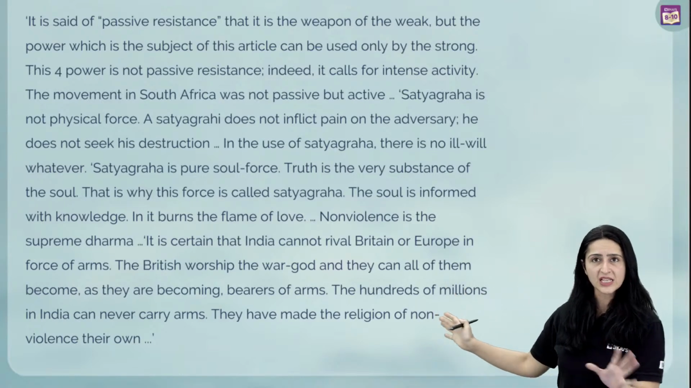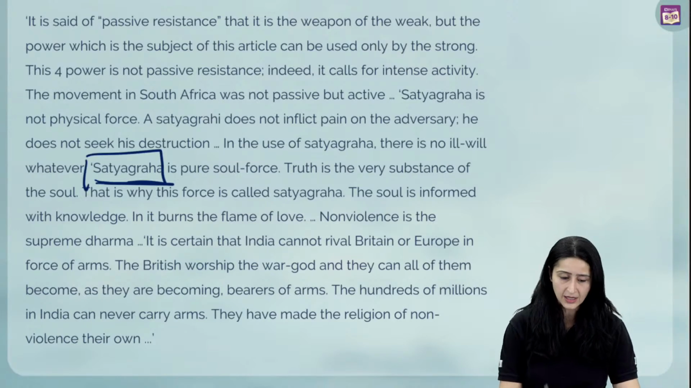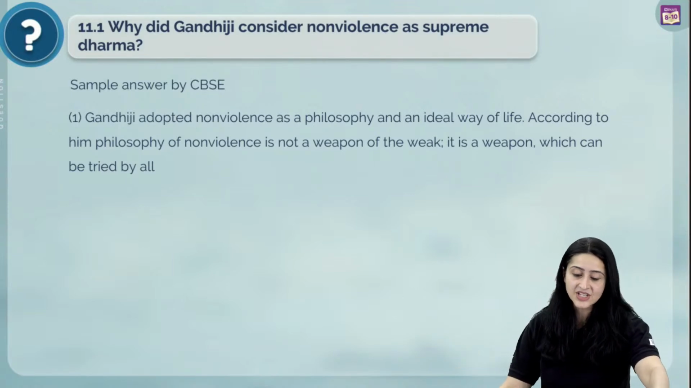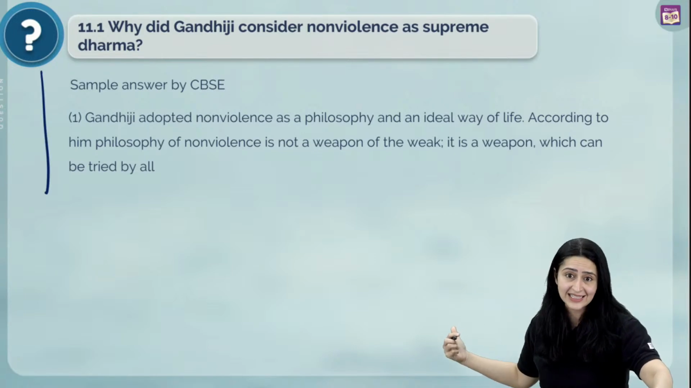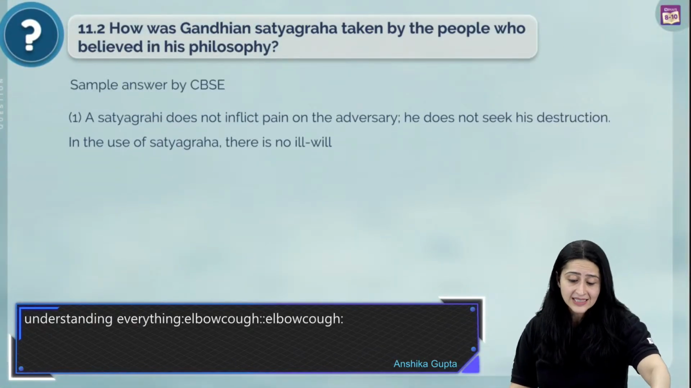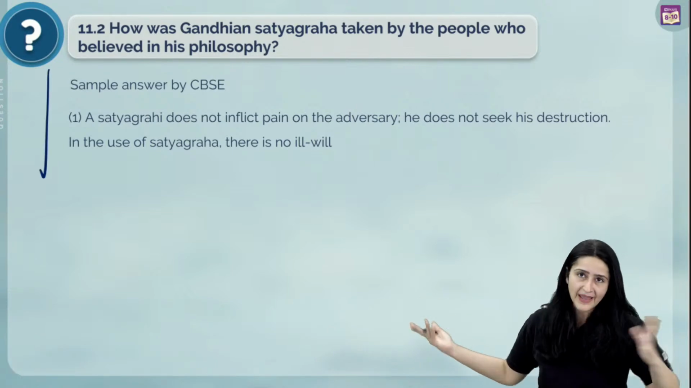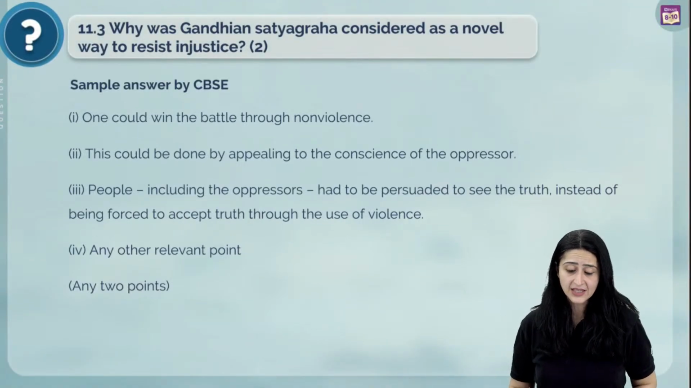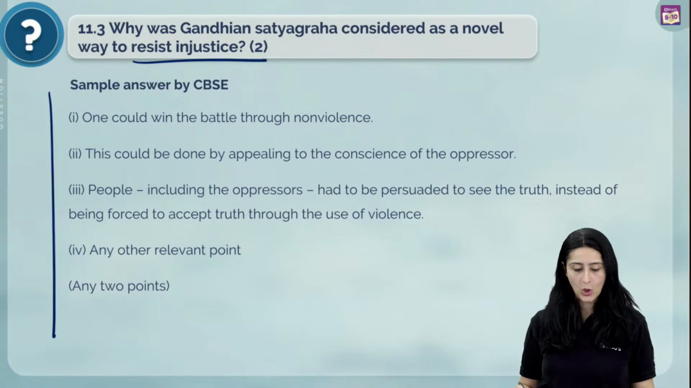If you take a look at this passage, it is basically talking about satyagraha, the concept of satyagraha. Now, there are questions that have been asked on this. 11.1 says, why did Gandhiji consider non-violence as a supreme dharma? This is talking about satyagraha. This is the sample answer over here. Then they have a question, how was Gandhi and satyagraha taken by the people who believed in his philosophy? Again, this is based on satyagraha. And then they have a third question, why was Gandhi and satyagraha considered as a novel way to resist injustice? And you've got a whole lot of points over here.